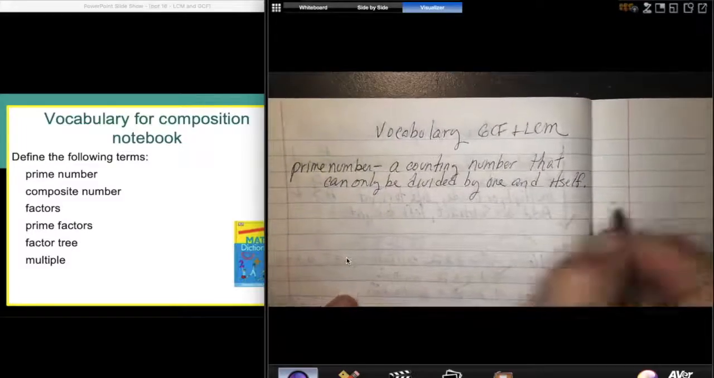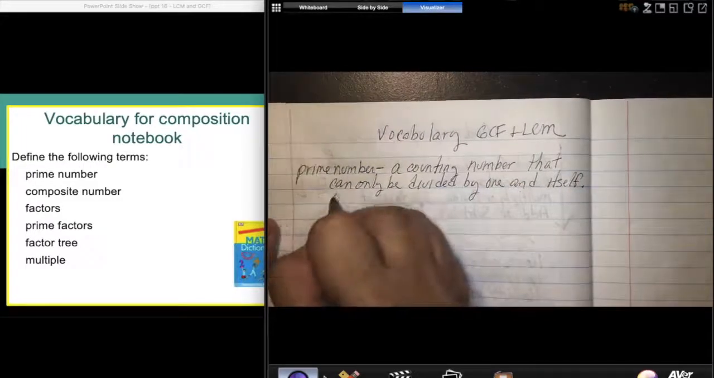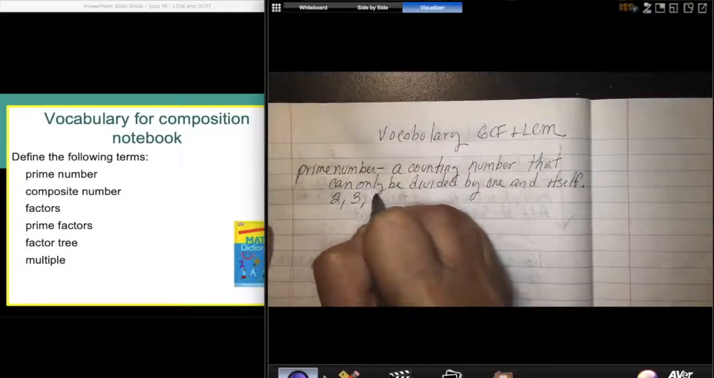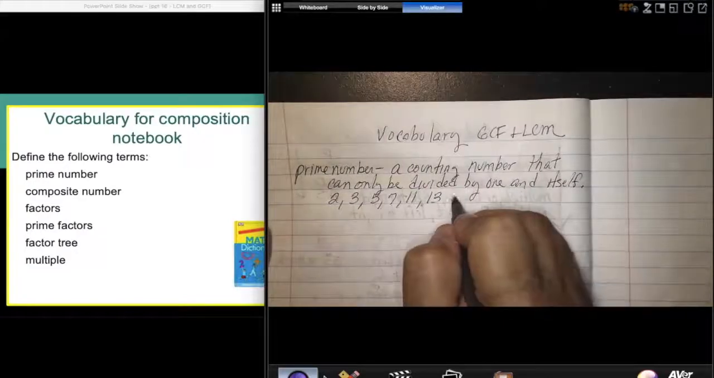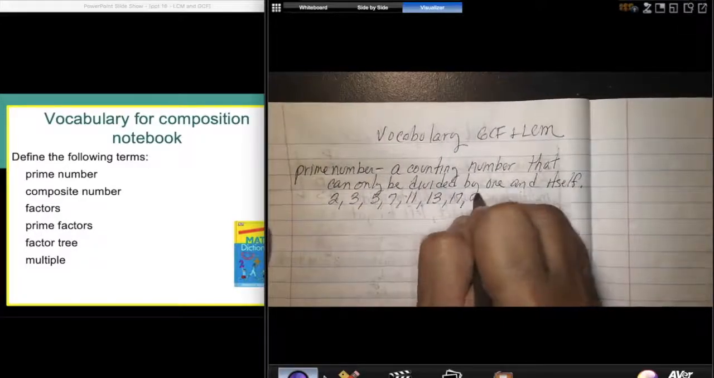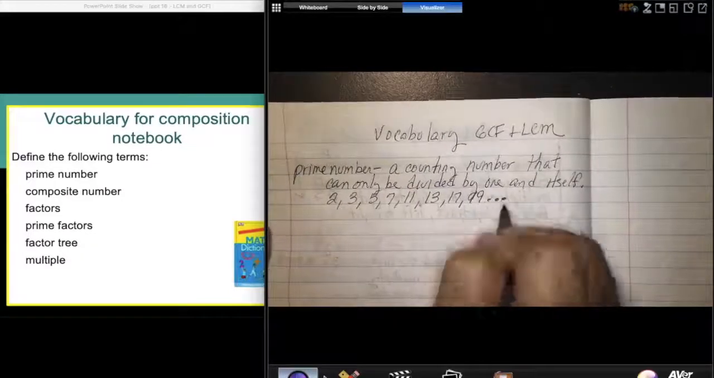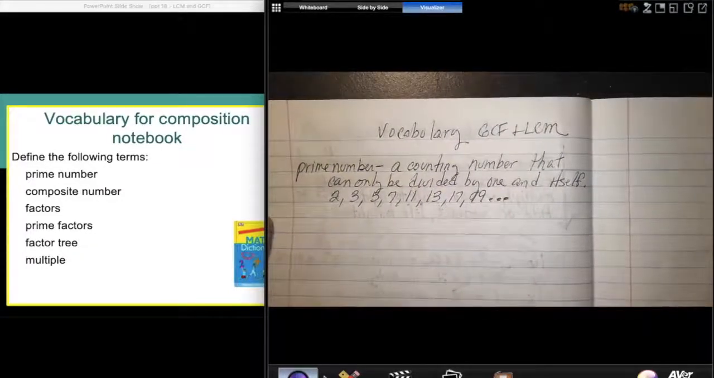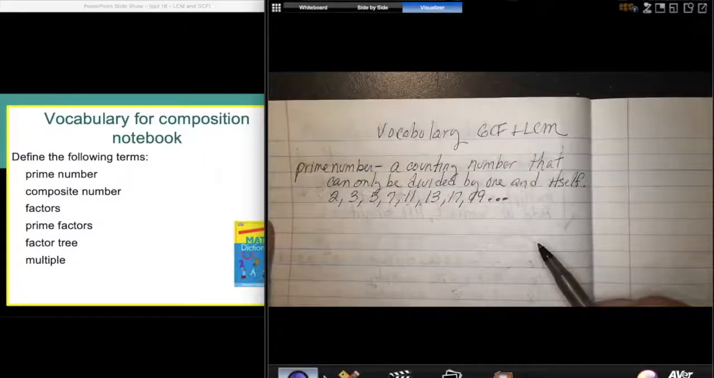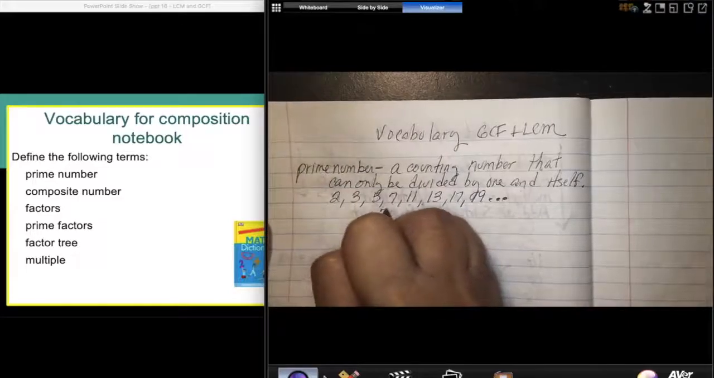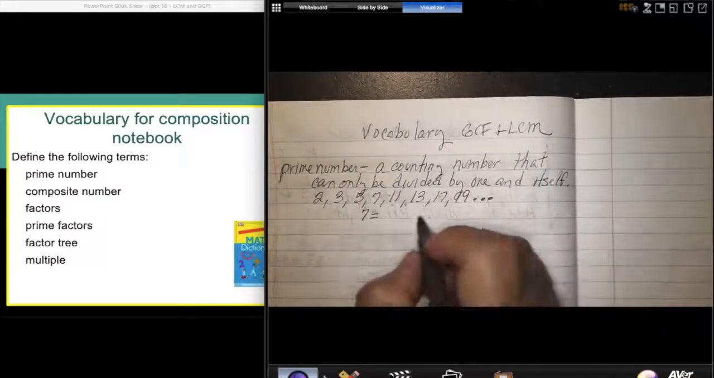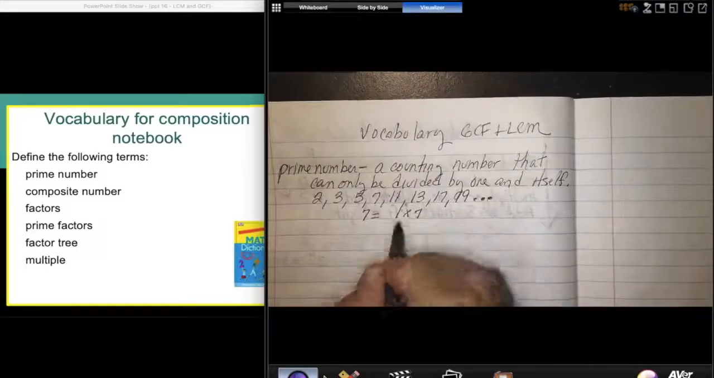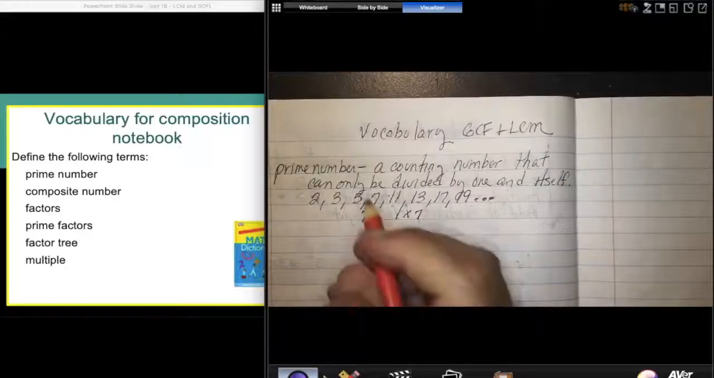So the set of prime numbers starts with 2, 3, 5, 7, 11, 13, 17, 19, and so on. Now, don't confuse prime numbers with odd numbers or even numbers. It is a number that can only be divided by one and itself. For example, 7. If you look at all the numbers that divide into 7, you will only find 1 times 7. So 7 is a prime number.